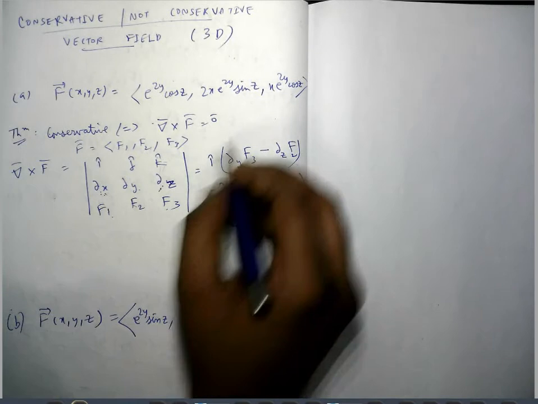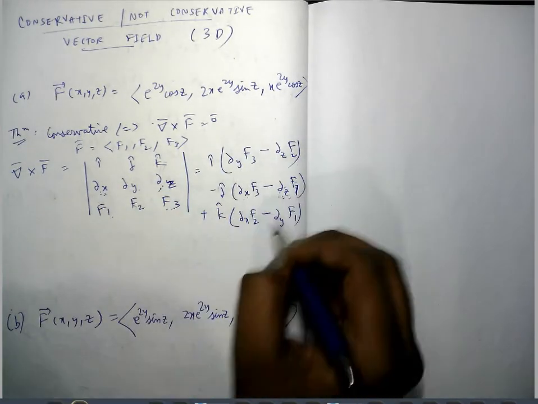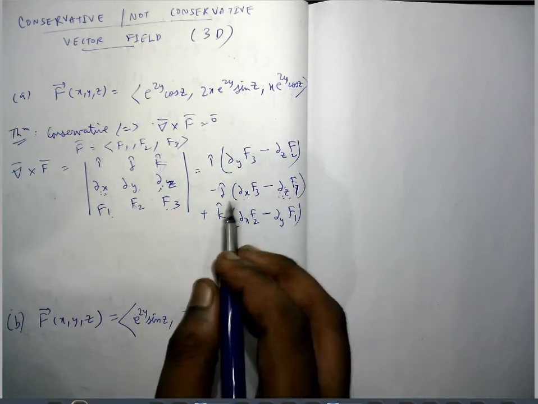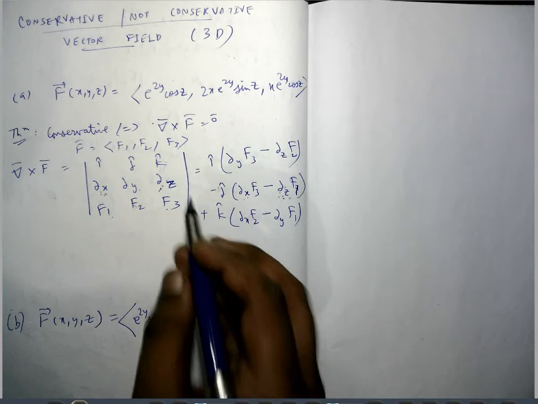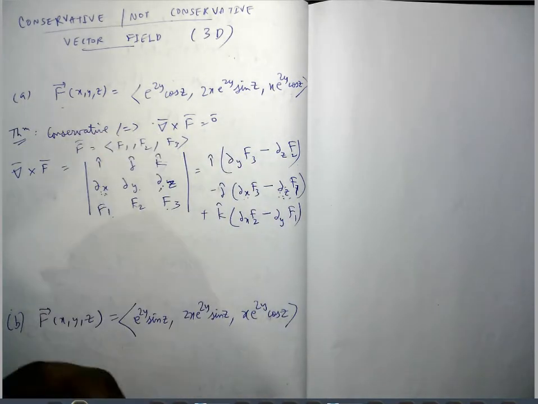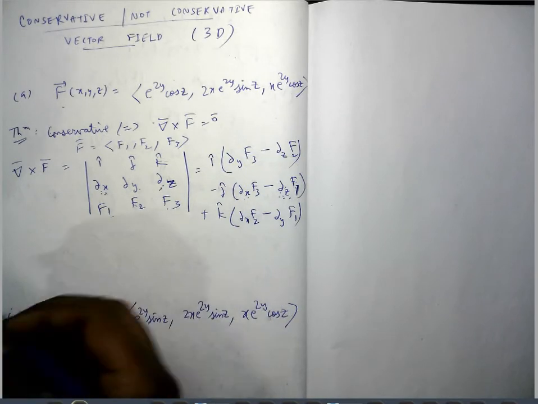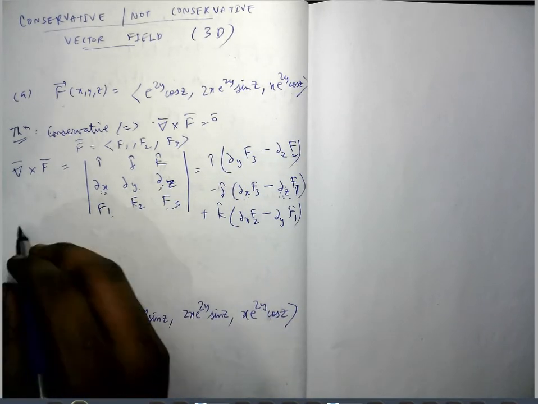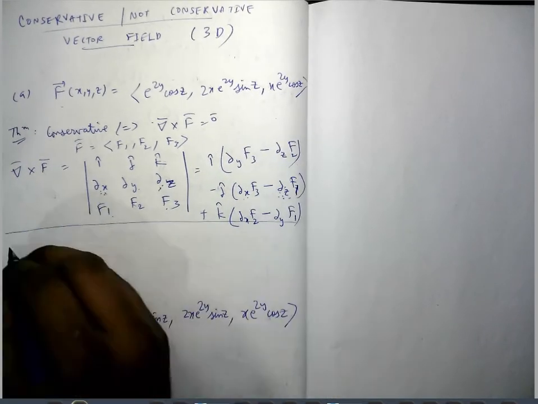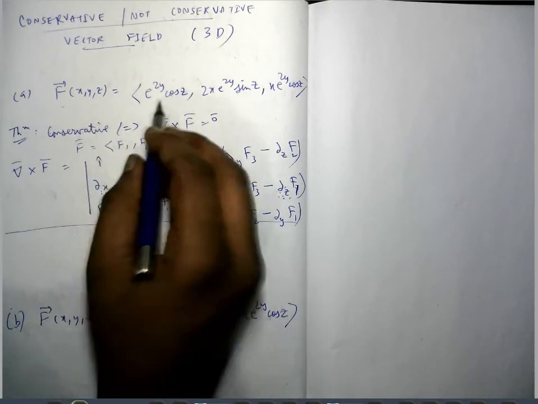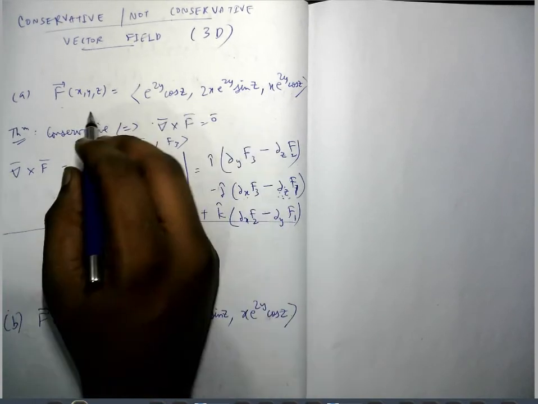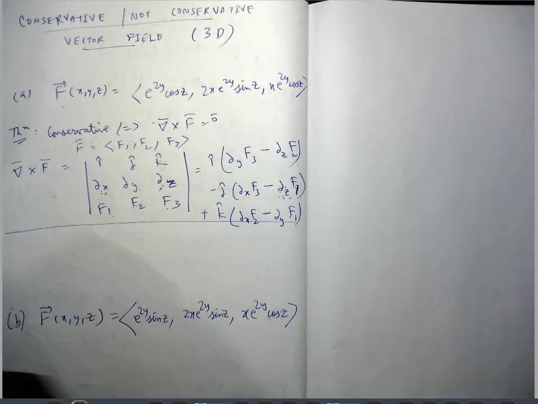If this vector is 0 for all x, y and z, then we know that the vector field given in the 3-dimensional case is conservative, and if it is not, then it is not a conservative vector field. So let's start with our example. If you want to find out if this is a conservative vector field or not, just find the curl and determine whether it is 0 or not.